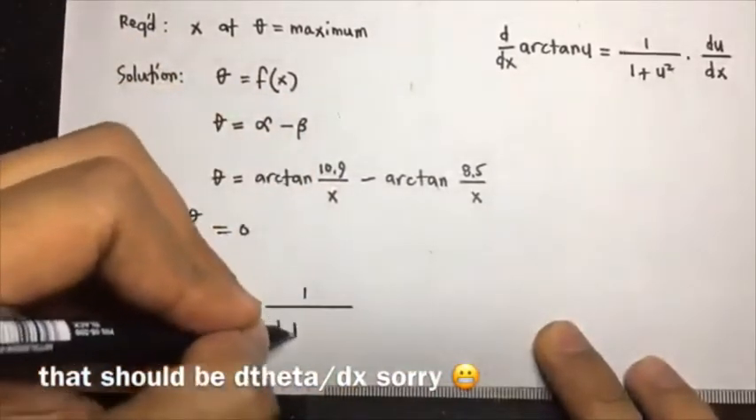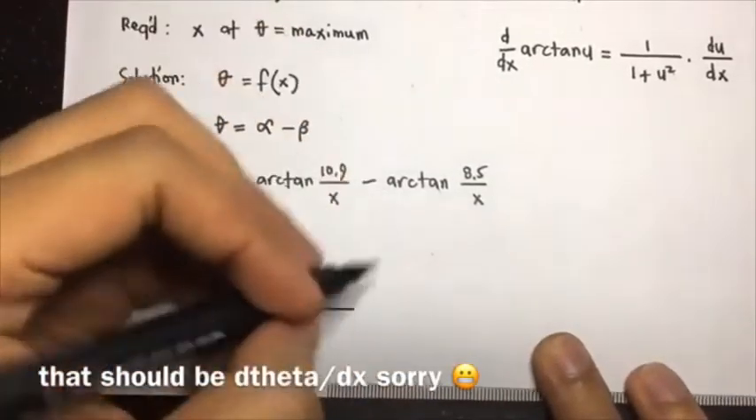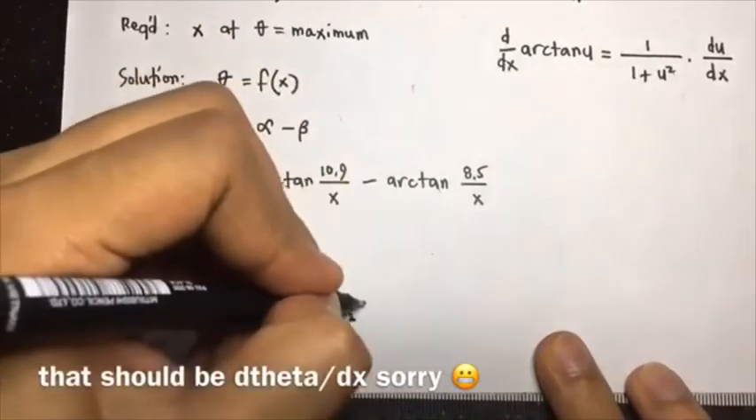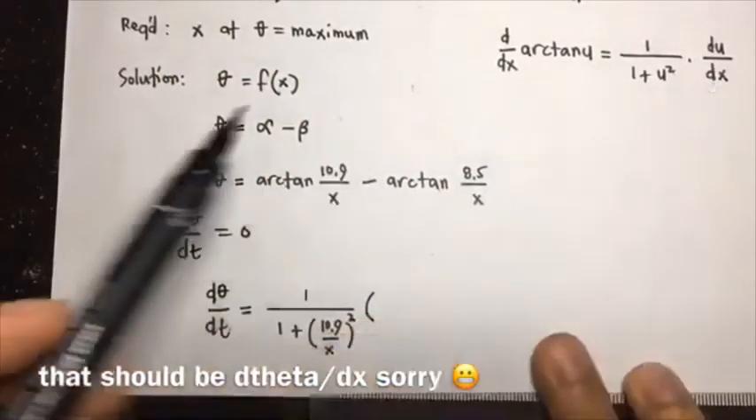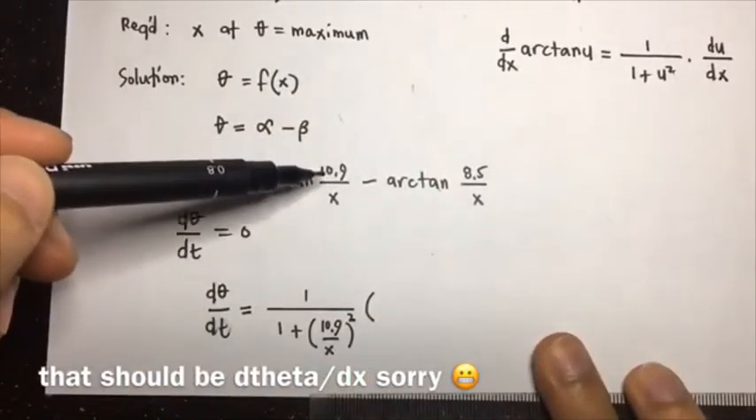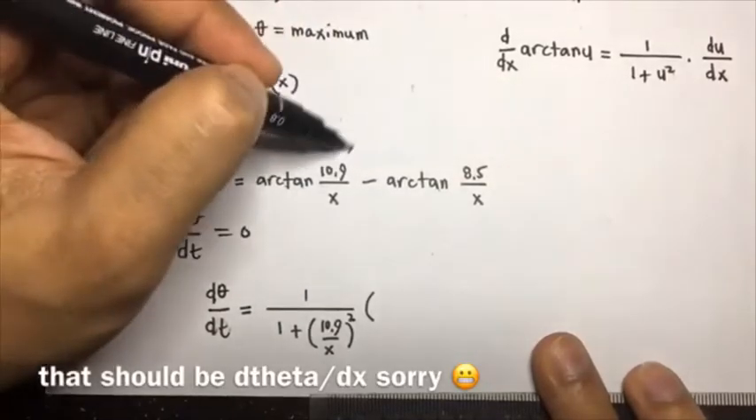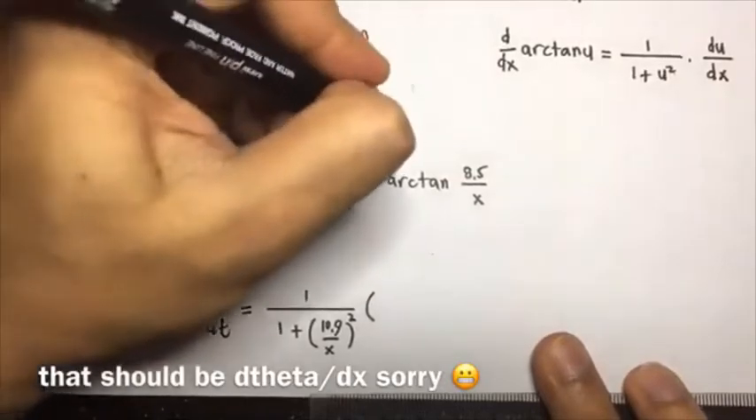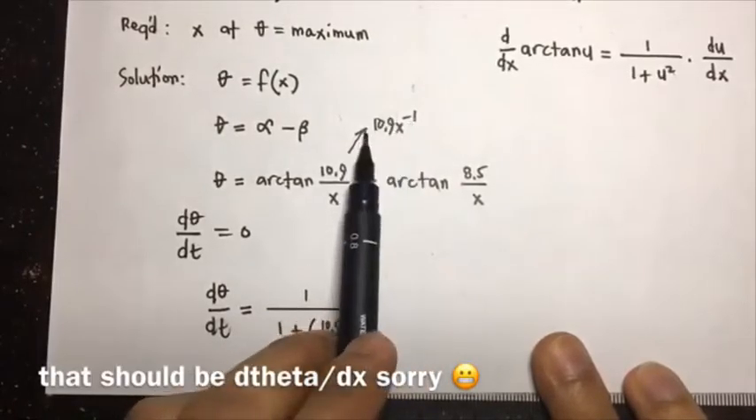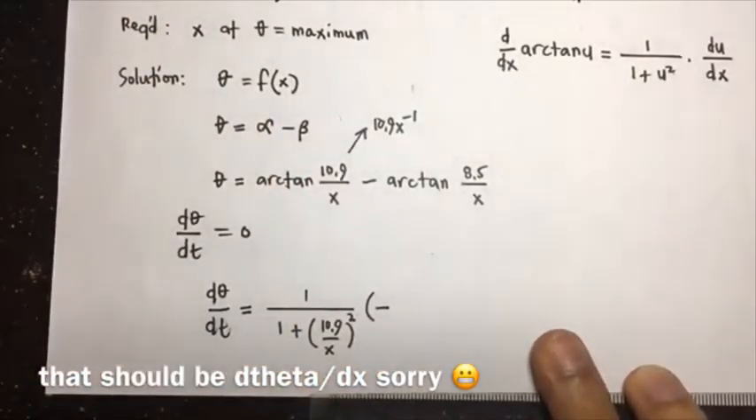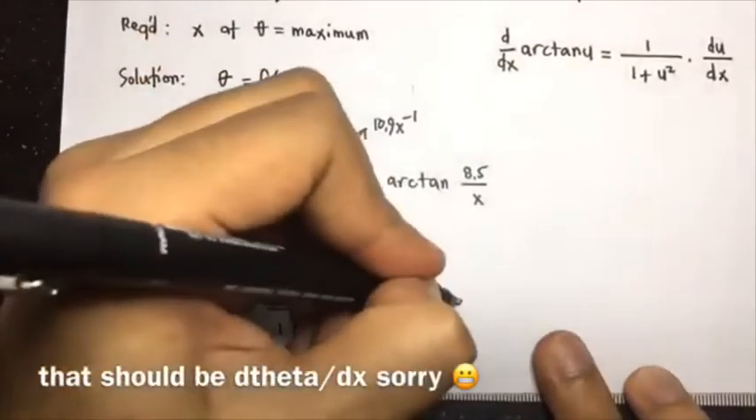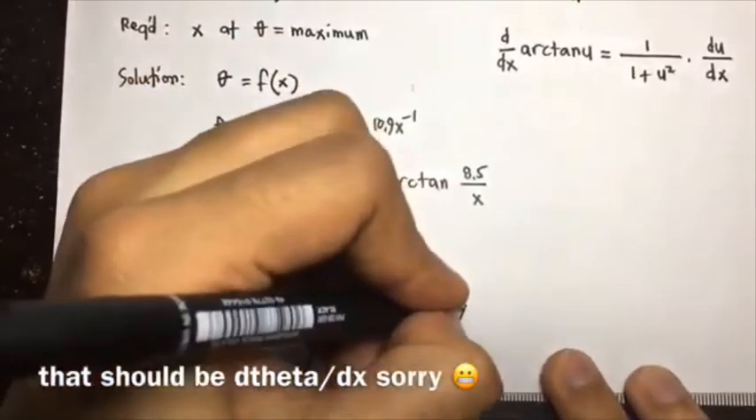1 over 1 plus our u from the formula, which is 10.9 over x, squared, multiplied by the derivative of u with respect to x. So the derivative of 10.9 over x, we can use the power formula, so this will become 10.9 x raised to negative 1. Multiplying the exponent and the coefficient, we will have negative 10.9 x raised to negative 1 minus 1, multiplied by the derivative of x with respect to x, that is 1.